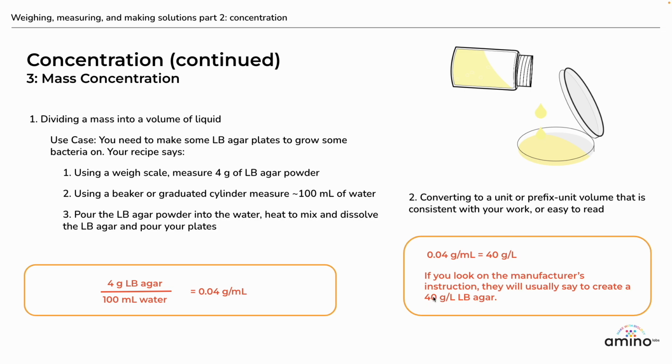Now, knowing what to convert the units to just comes with experience. You might be in a lab, and let's say you make a statement that, oh, that's 0.04 grams per mil. Your colleague might be like, oh, what? What is that in normal speak? And you might need to do the conversion to 40 grams per liter. But this is just a part of working in a lab and getting used to the language that's often used.